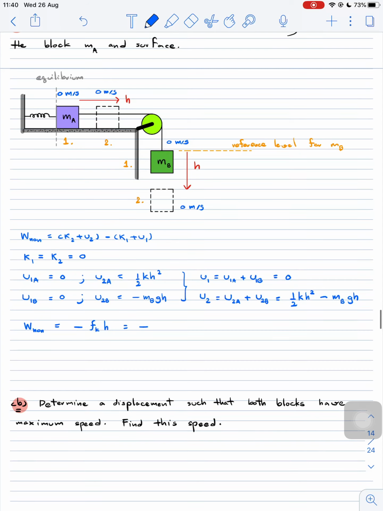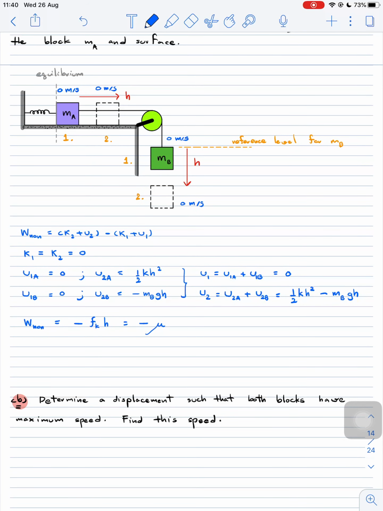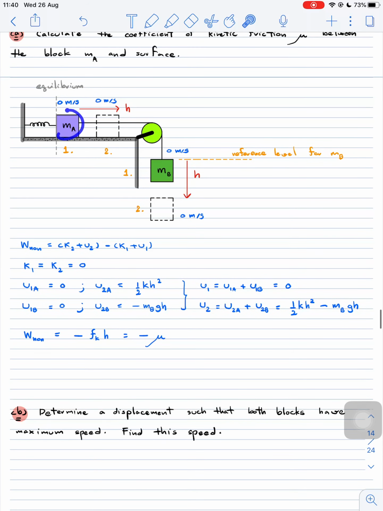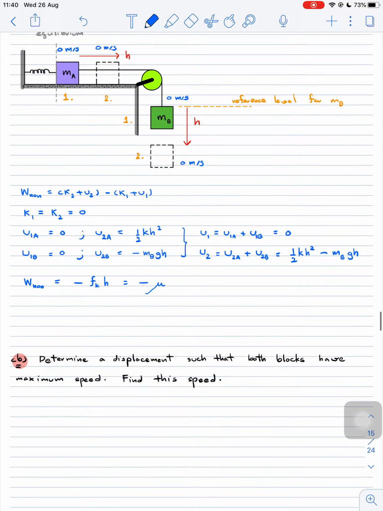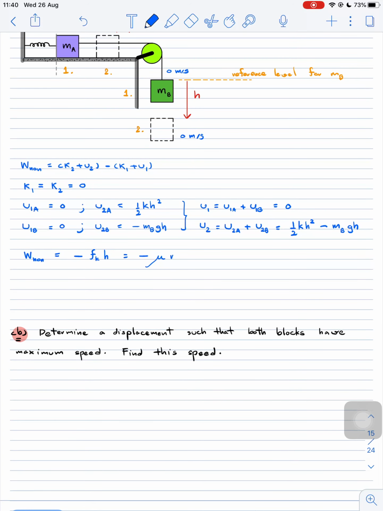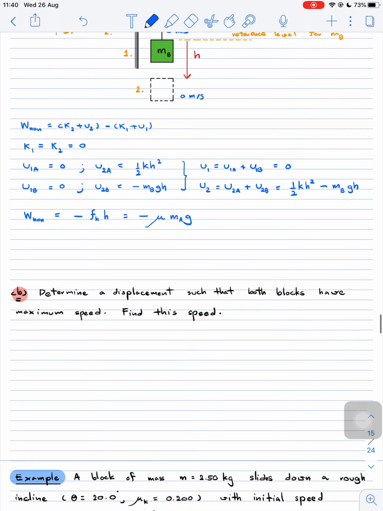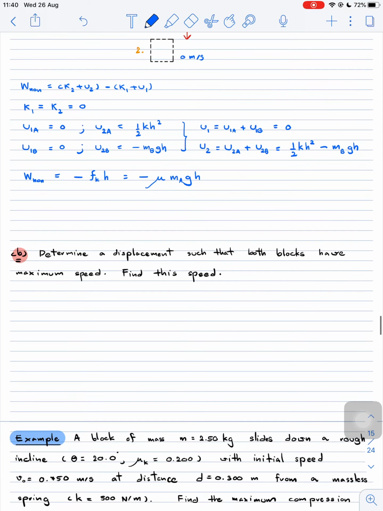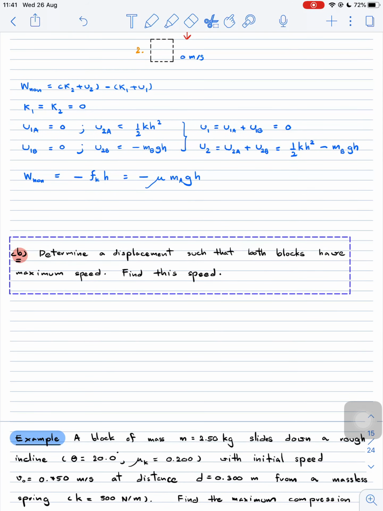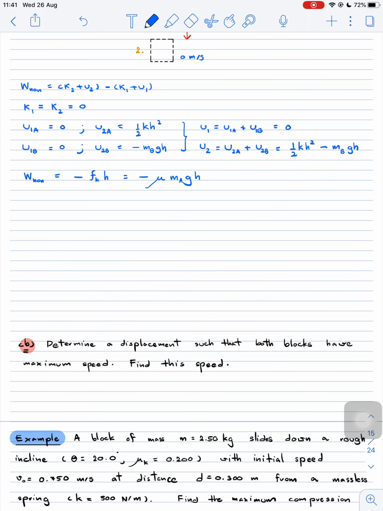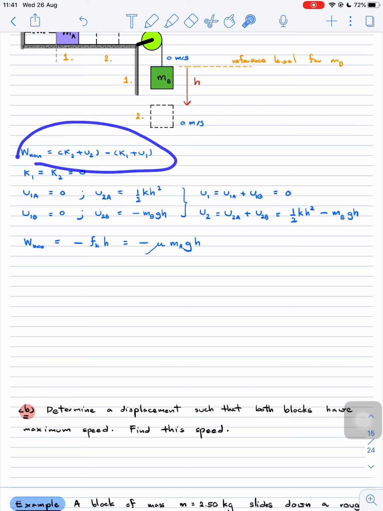Now the Fk equals mu times the normal force of the block MA. The normal force of the block MA equals what? Equal to MA times G. Remember, we have seen this many times already. And then times H. So this is going to be the work done by the non-conservative force, which is equal to the work done by the kinetic friction. Okay, so now let's just combine everything into this equation.